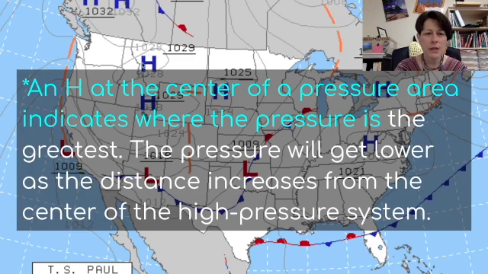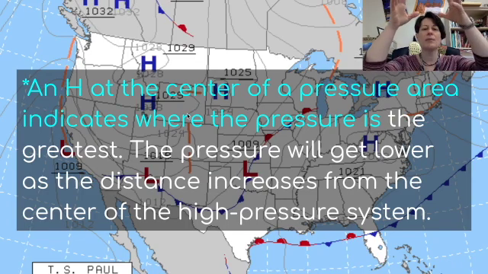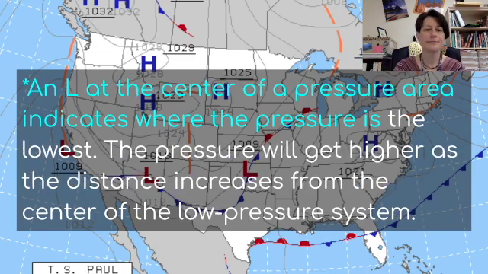So here is a big H, a high. Notice it is completely encircled, and that is the highest pressure in the area. The next isobar out is lower pressure, and so forth. It's like you're on the top of a mountain and the circles are going down the mountain.